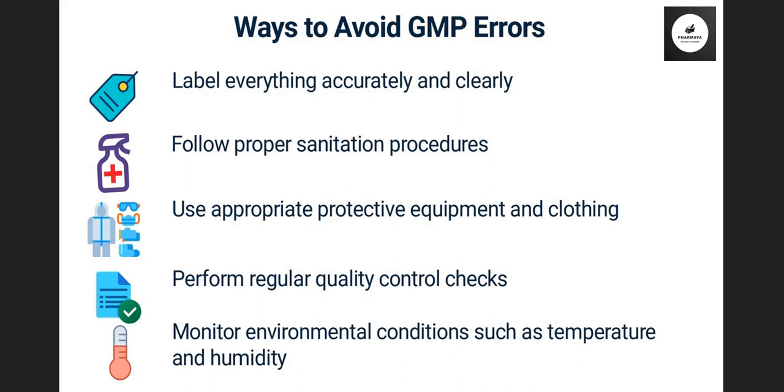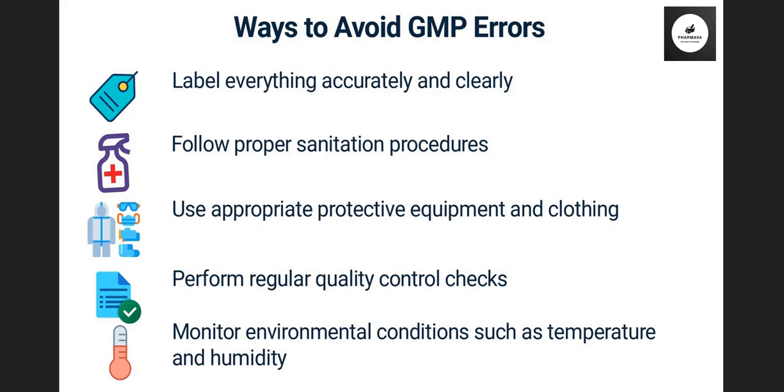Following GMP regulations is essential for ensuring product quality, safety, and compliance. By implementing the 10 common ways to avoid the most frequent GMP errors, manufacturers can reduce the risk of errors and contamination, increase efficiency and productivity, and maintain a positive reputation with customers and regulatory agencies. Proper training, documentation, sanitation procedures, and quality control checks are all critical components of a successful GMP program, as is the use of appropriate materials, equipment, and protective gear.